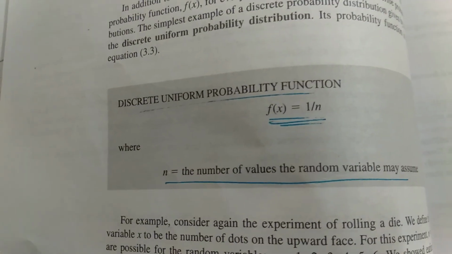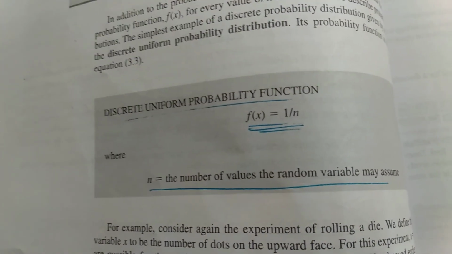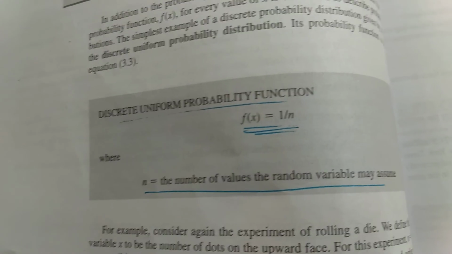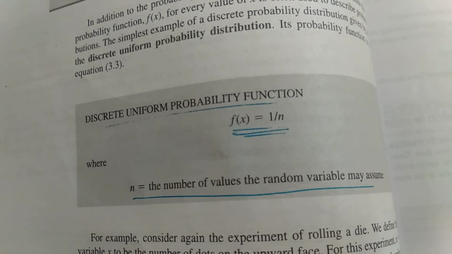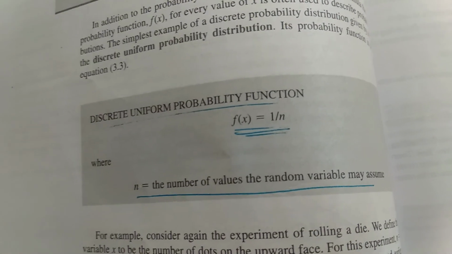If we convert this into a general formula, that is the discrete uniform probability function, f(x) will be 1/n, where n is the number of values the random variable may assume.